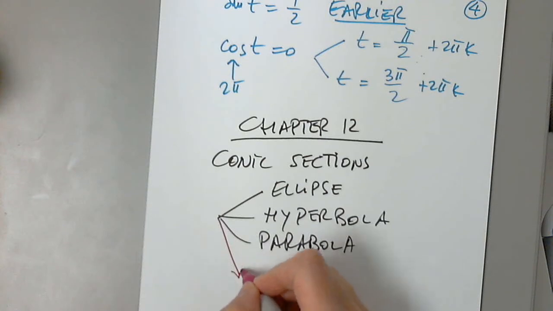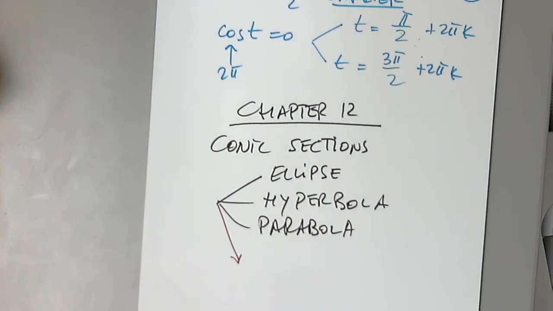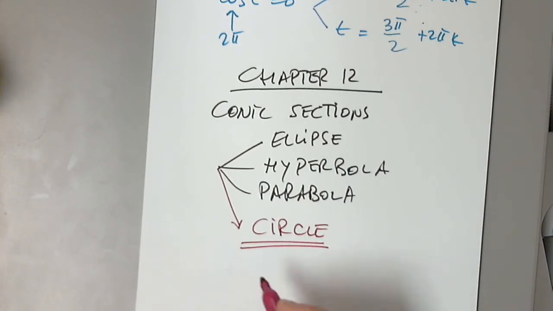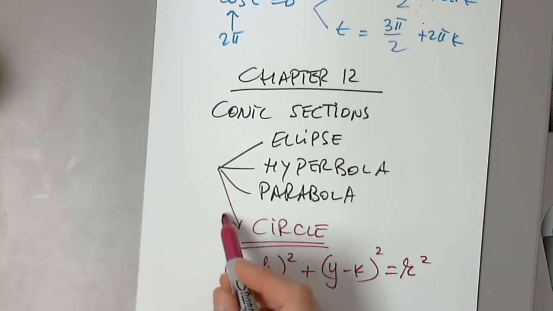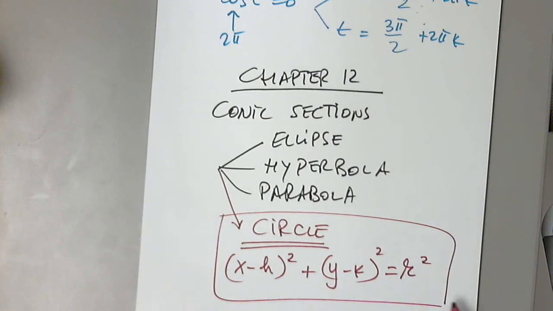Another conic section that we discussed a long time ago is the circle. And we do remember, I hope, x minus h, everything squared, plus y minus k, everything squared, equals the radius squared. The circle should be here together with the other three, but it's not. We discussed this a long time ago, and we also had that handout, and we dissected it quite a lot.